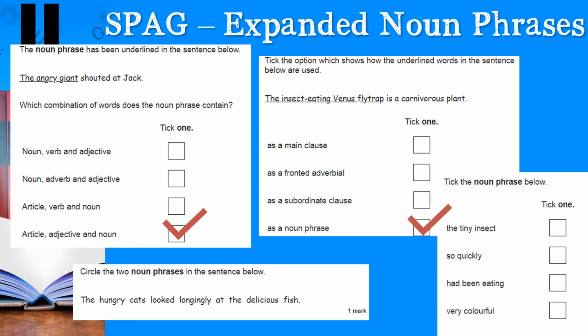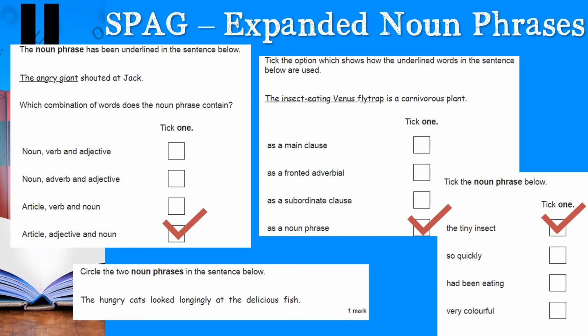Next up, the option which is underlined is a noun phrase. The title of this video should have given you a clue, but it could have been a red herring. We know it is a noun phrase because it is describing the noun Venus flytrap. Next up, the two noun phrases in the sentence below. Oh, sorry, wrong one. You should have ticked the noun phrase, the tiny insect. So we've got the, which is the determiner or article, tiny, which is the adjective, and insect, which is the noun. So quickly is an adverb, not an adjective. We know that's not involved in noun phrases.